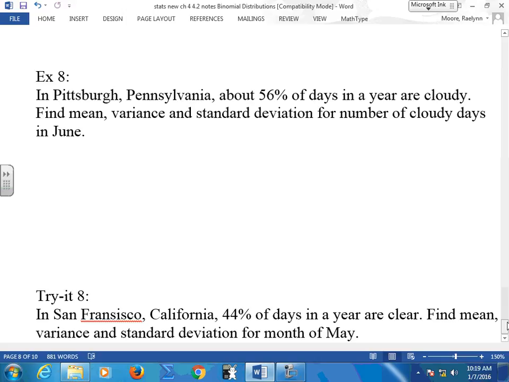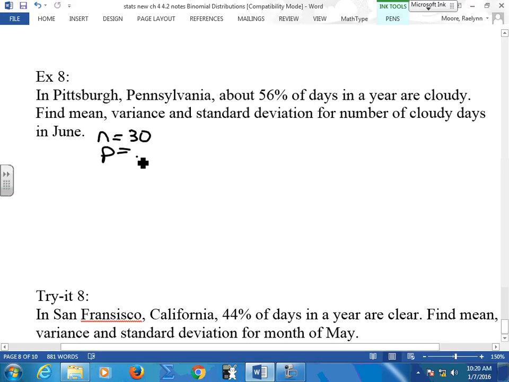So I'm going to tailor this to June. How many days are in June? 30 days in June. So I'm trending. If 56% in a year are cloudy, I should expect 56% of the days in June to be cloudy, should I not? That's right. Great. So what's my P? 0.56. Good. What's my Q? It's going to be 0.44. Good.